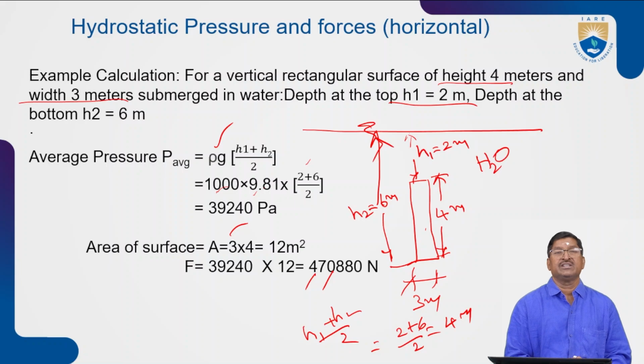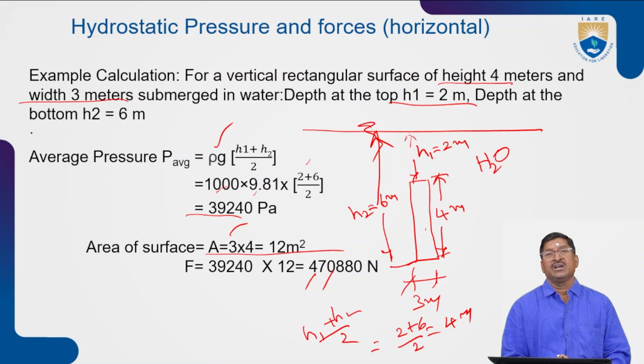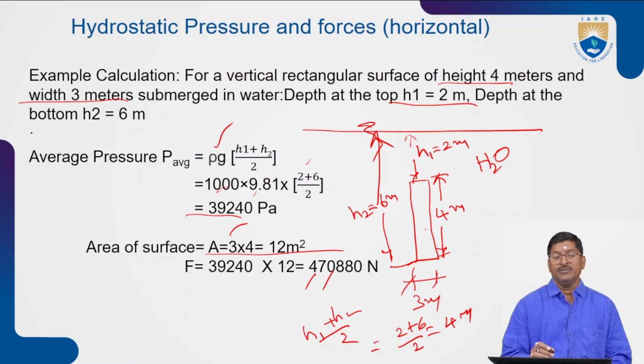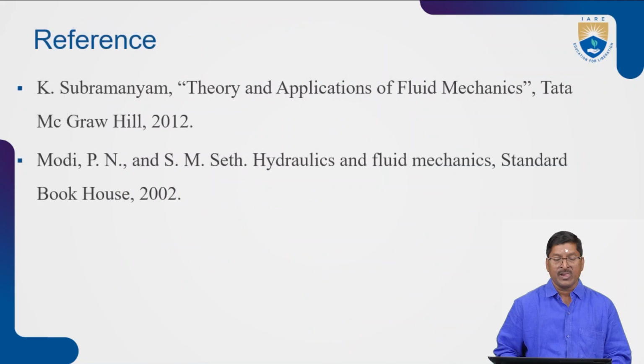So the average pressure P average is equal to rho g h. Rho is 1000 kg per meter cube because it is water, and g is 9.81 meters per second square. h is h1 plus h2 by 2, that is 2 plus 6 by 2, the average. You get about 39,000 pascals, and the area of that surface is 3 into 4, 12 meters square. If you multiply the pressure with the area of that submerged surface, you will get the force applied by the fluid onto the submerged surface.